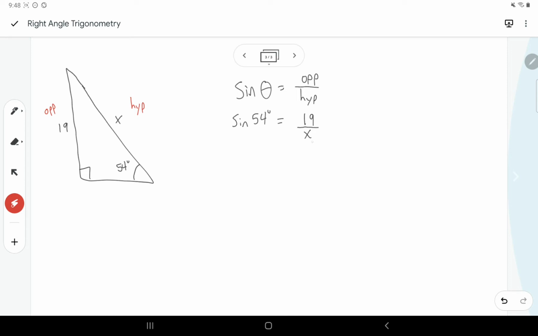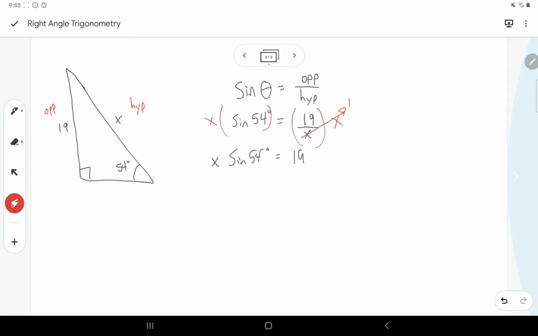Okay, so this works when we're finding the hypotenuse, this process. We want to get x on its own. And to do that, we need to get it out from underneath this fraction. So to get it out there, we're going to multiply it out here. So I'm going to take x and multiply it on both sides. That means that over here we now have x divided by x, and x divided by x just becomes 1. And since it's 1 times 19 now, we don't care about it anymore. So this entire equation becomes x times sine of 54 degrees equals 19.